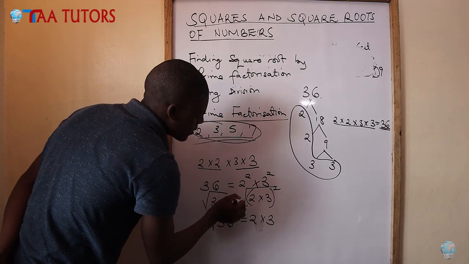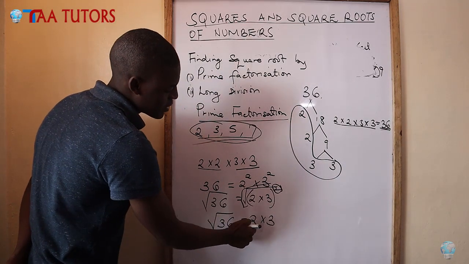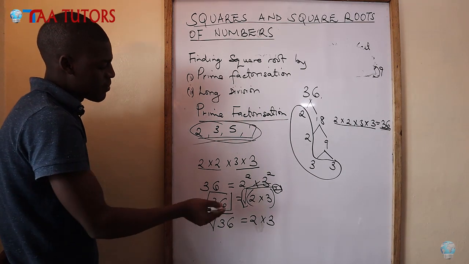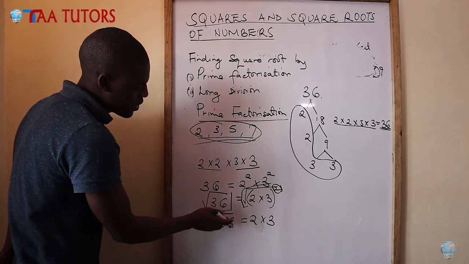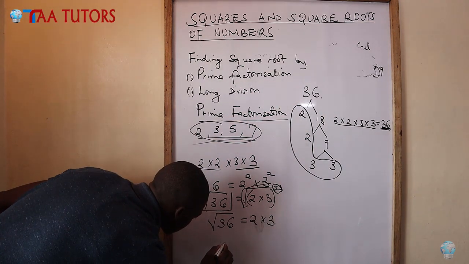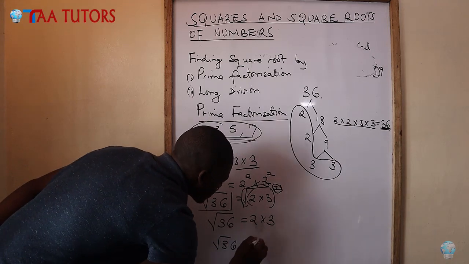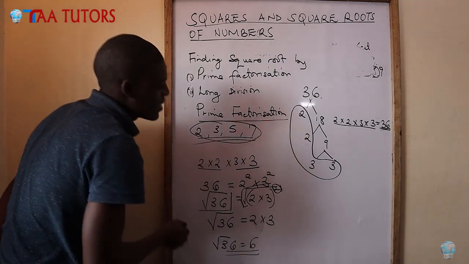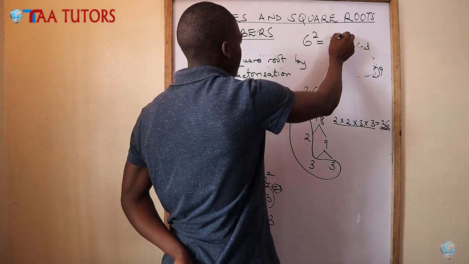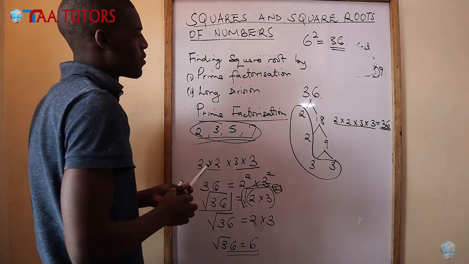This symbol here removes the square up there so that whatever is left is 2 by 3, while this one is maintained. It has nothing to remove it, so it is maintained. The square root of 36 is given by 2 times 3. Down here we will have root 36 equal to 2 times 3, which is 6. As I had listed in the other examples, we saw that 6 squared gives us 36. Now that is the first example under the method of prime factorization. We can try another one.